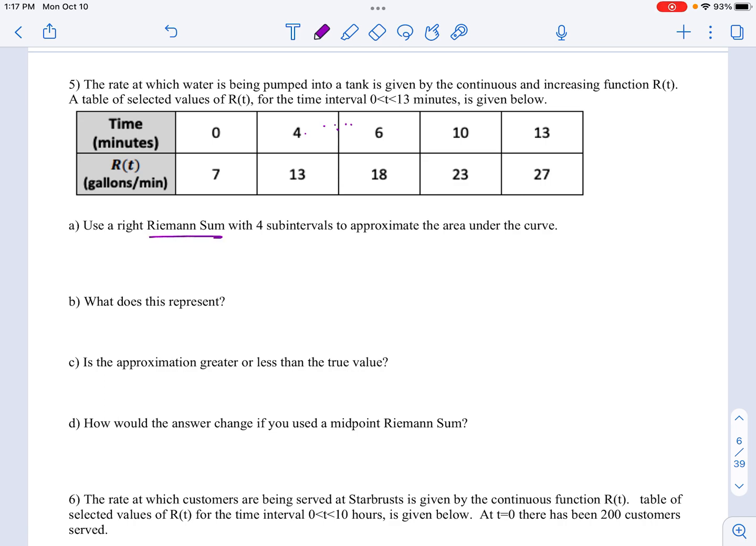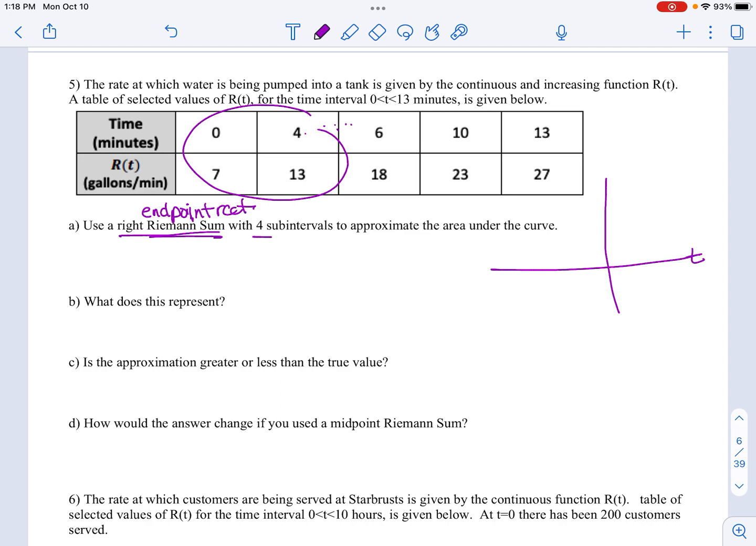So this word Riemann sum is just another way to talk about the rectangles. So this is saying use a right endpoint rectangle. So that's all that means, this piece right here. And we're going to use 4 rectangles to approximate the area underneath the curve. So my first rectangle is going to go from 0 to 4. So let's take a quick picture of this.